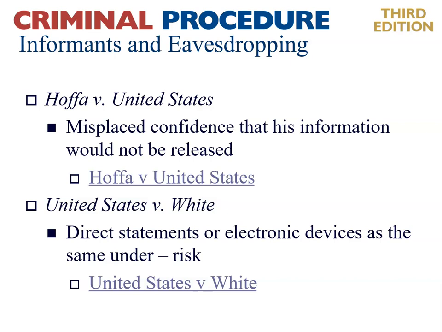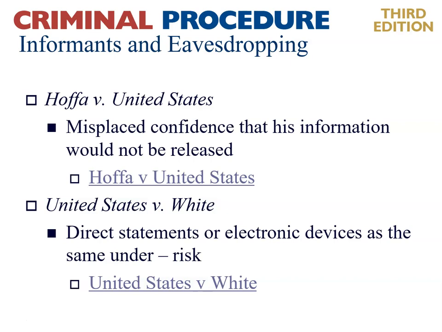Hoffa was not relying on the security of the hotel room. He was relying upon his misplaced confidence that Parton would not reveal his wrongdoing. And nothing in the Fourth Amendment protects a wrongdoer's misplaced belief that a person whom he voluntarily confides his wrongdoing to will not later reveal it. And you know, it kind of makes sense, right?